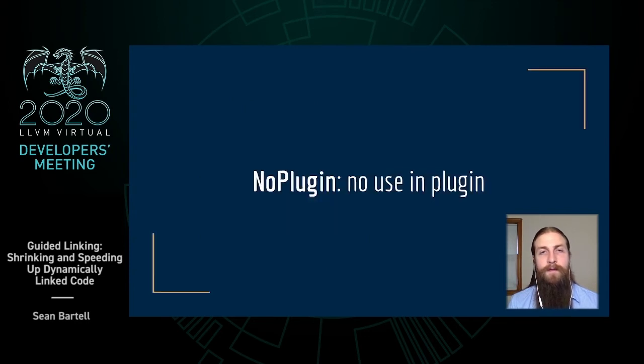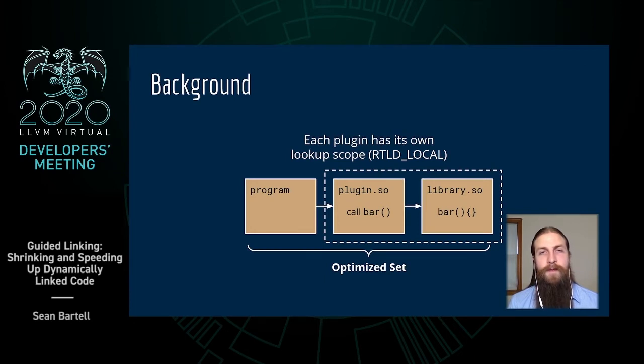The third constraint is the no plugin or no use in plugin constraint. To explain this, first I'll provide some background on a detail of how plugins work on Linux. When you load a plugin, by default the dynamic linker uses the rtld local flag, which creates a new symbol resolution scope for the plugin and its dependencies.